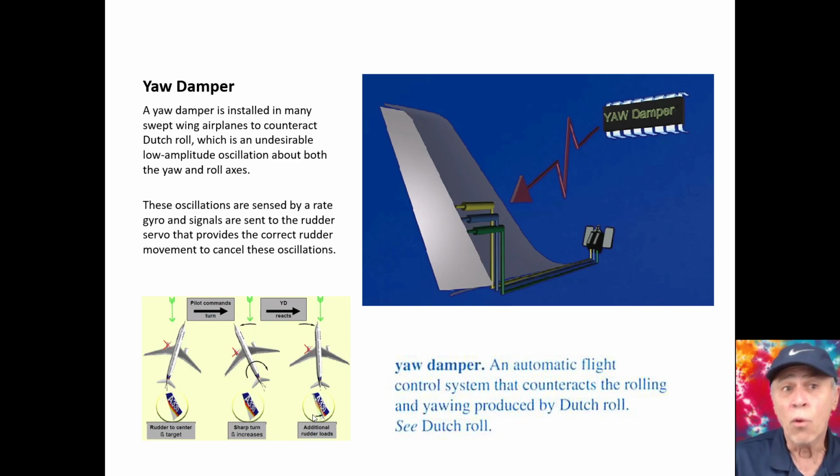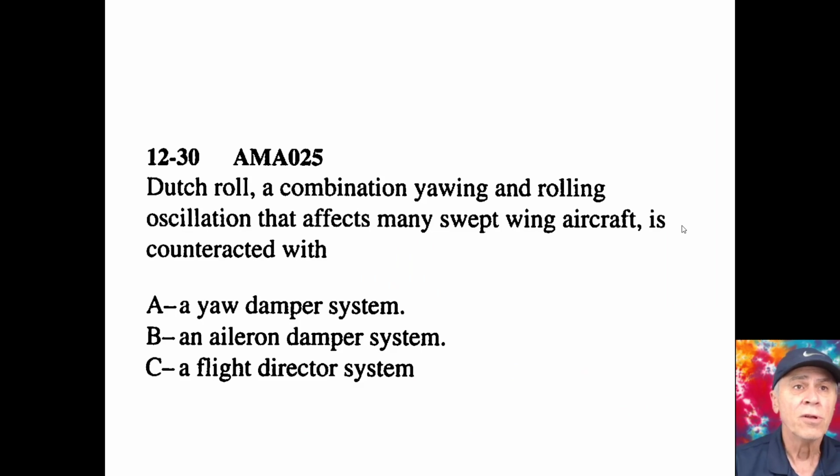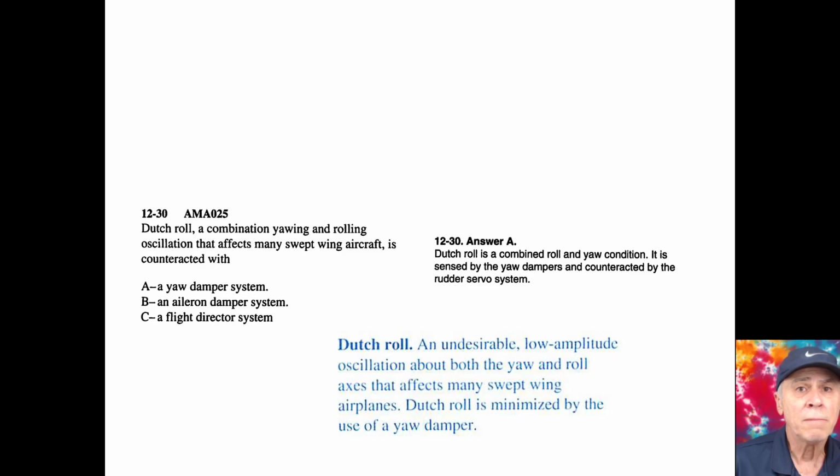And how do you avoid that? Well, right here. As a matter of fact, I think it's probably the first question coming up here. Sure is. Dutch roll, a combination yawing and rolling oscillation that affects many swept-wing aircraft, is counteracted with A, a yaw damper system. Sounds good to me. B, an aileron damper system, or C, a flight director system. All right, Dutch roll, yaw damper. A.